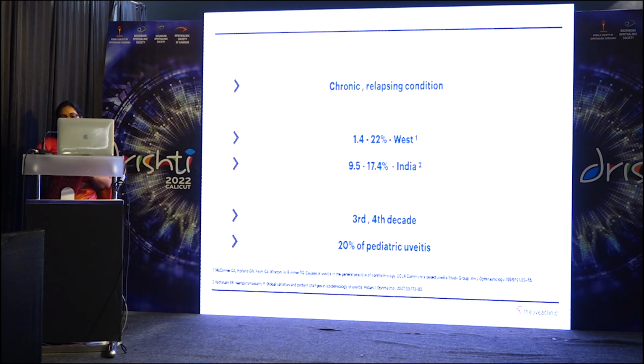So, IU is usually a chronic relapsing condition, accounting for up to 25% of cases of uveitis. Most common in the third and fourth decade of life, and it can account for around 20% of the pediatric cases.